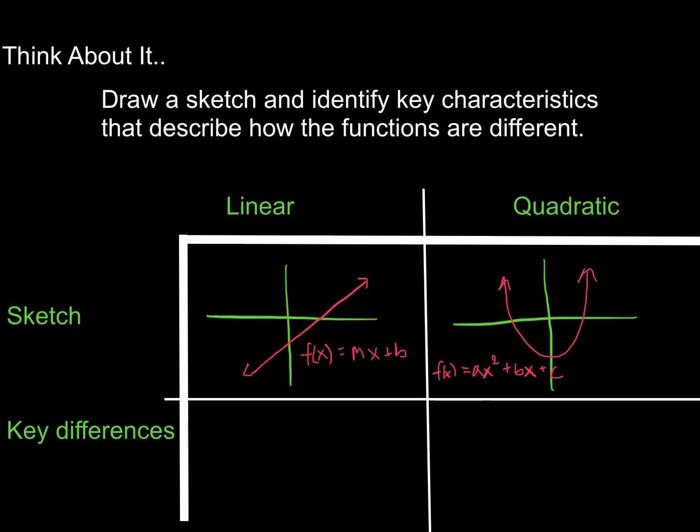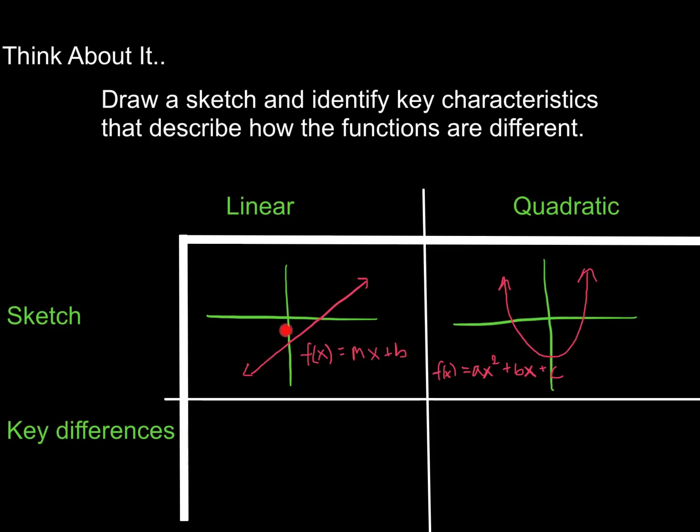Okay, so here are the sketches of the general form of a linear and a quadratic function, and then of course the general form for both of those functions. And the key difference is actually in the function itself, in the algebraic representation, and you should be able to pick up on it if you look carefully. And the key difference is the way in which the y values change depending on the x values.